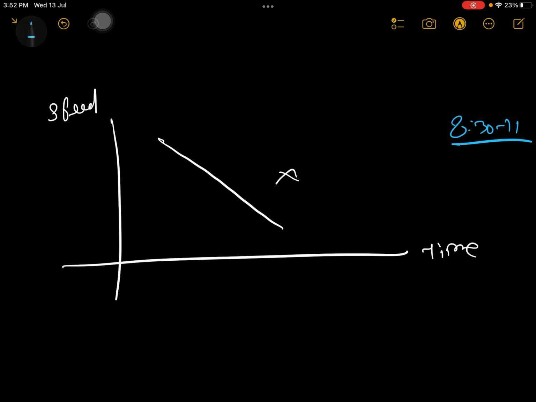Okay, now see guys, this is our speed time graph. So I was saying these kind of graphs are not possible because speed is a scalar quantity. Scalar quantity, now understand?